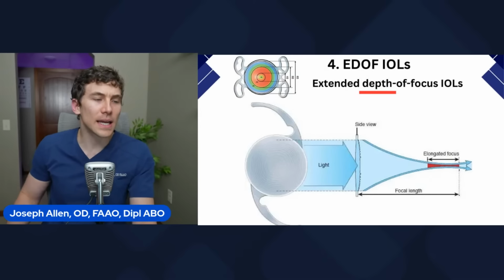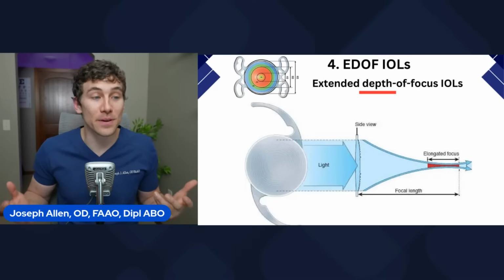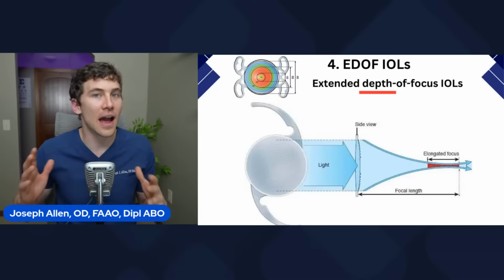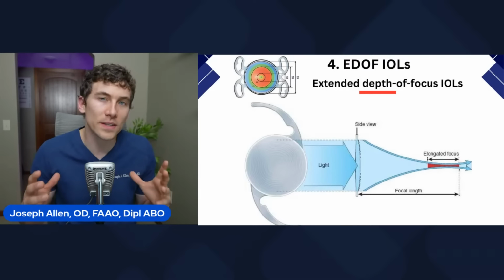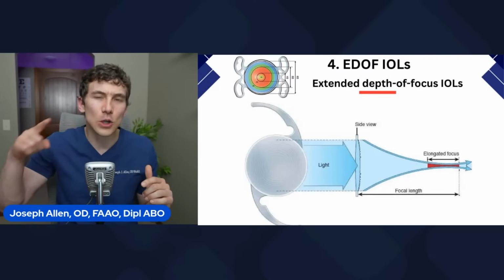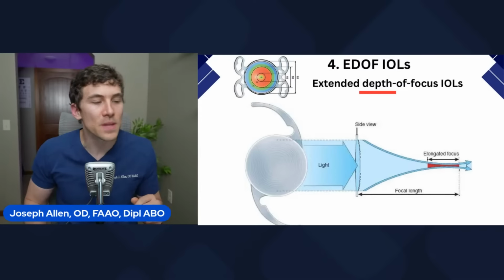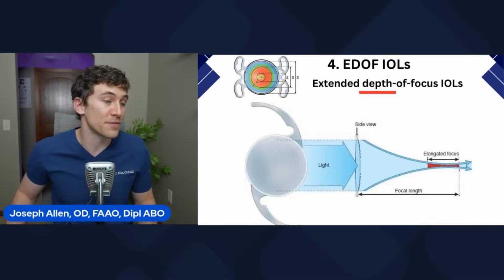The next one is EDOF IOLs, or extended depth of focus. These lenses are pretty fascinating with how they're using optics technology in one single lens. They have these little rings or grooves made into the lens, but what it does is it gives you an improved depth of focus.